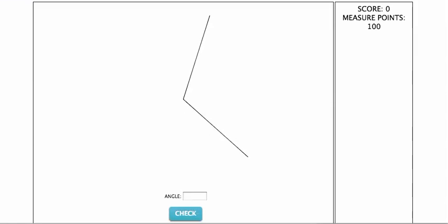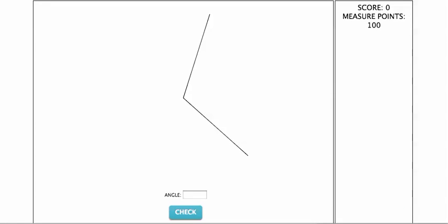Okay, so my job now is to estimate the angle measure of this angle. I have 100 measure points to play with, and the object is to get as many angles as possible. If I'm within 5 degrees of the correct measure, I get a green star. So I want to accumulate as many green stars and as many angles as possible.